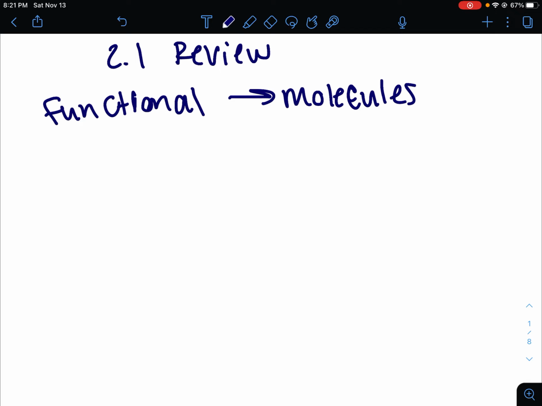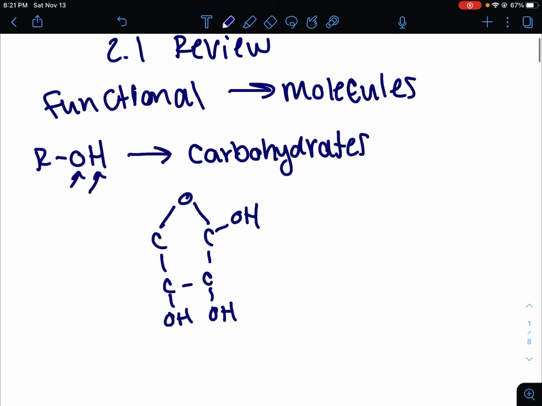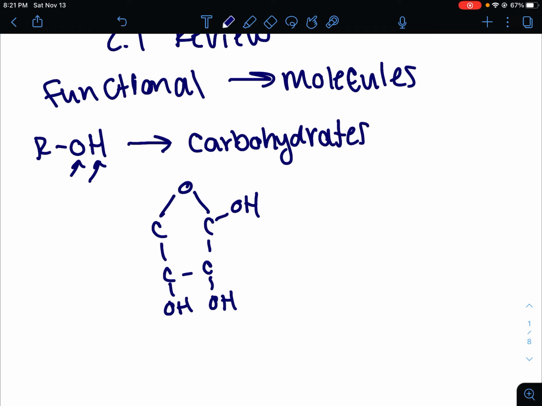So let's start with the functional groups. First we have the hydroxyl group. That's the OH because it has an oxygen and a hydrogen. It's called hydroxyl. These are found in carbohydrates. So like in ribose, you have your carbon backbone, and then you have the hydroxyl groups off of the carbons. So you need to remember which functional groups are in which molecules, so that we can draw them properly. Hydroxyls are found in carbohydrates.